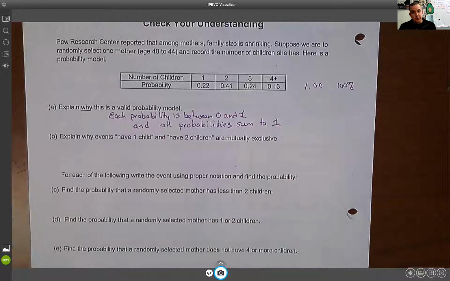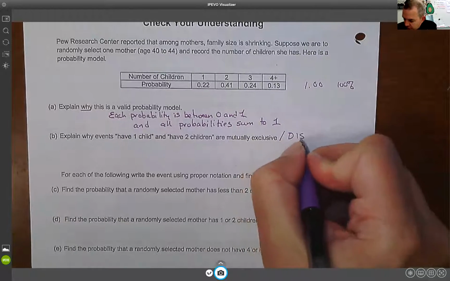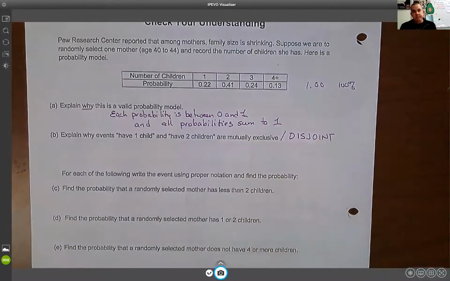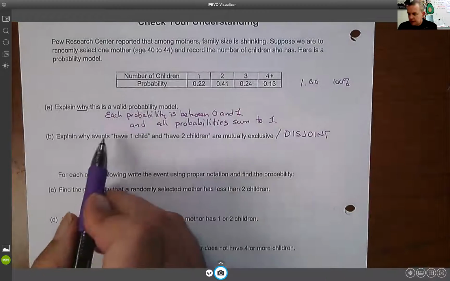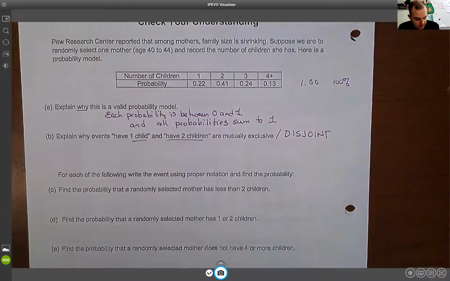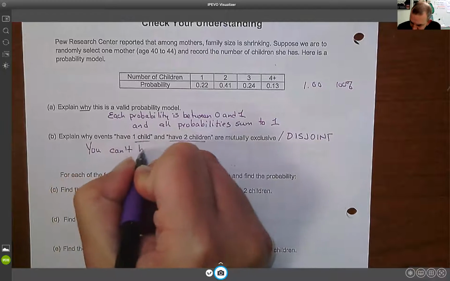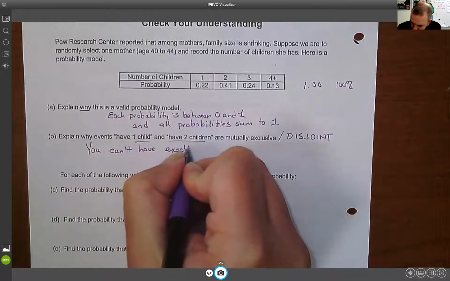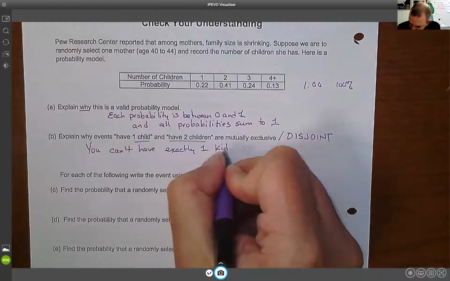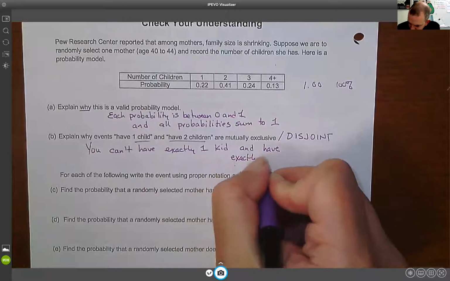The other thing we talked about today was mutually exclusive. Mutually exclusive means two things that cannot happen at the same time. You're going to see the word mutually exclusive, or occasionally you're going to see the word disjoint. They mean the same thing. So now explain why the events have one child, have two children are mutually exclusive. Basically, I can't have exactly one kid and have exactly two kids at the same time.